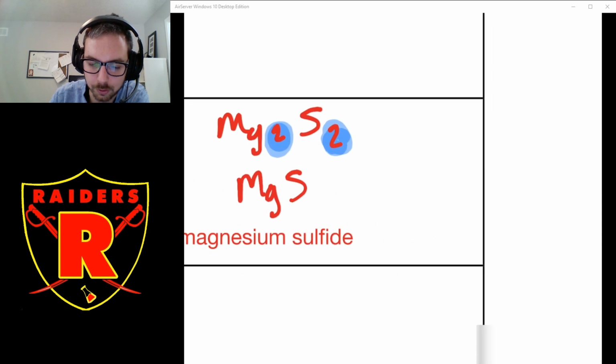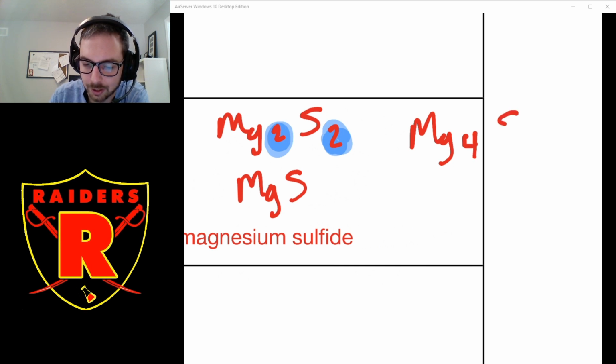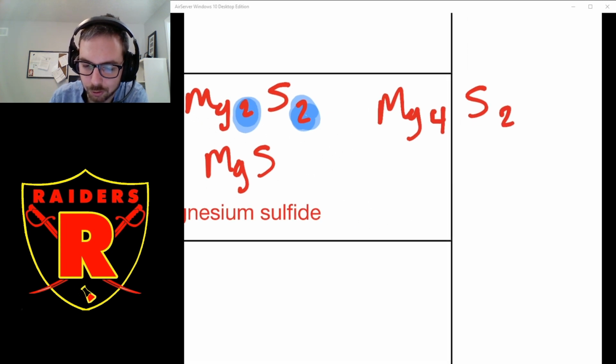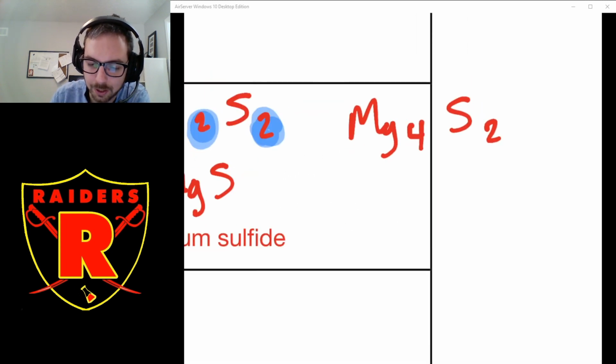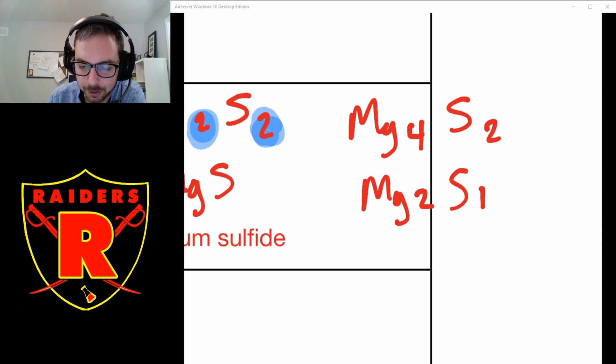So for example, if this was like 4 and 2, this isn't correct by the way for magnesium, but let's use 4 and 2 as an example. Well, that's the same thing as 2 and 1 in terms of ratios. So then you would reduce again. That would be your final thing, 2 and 1. You don't write 1, so it would just look like this.